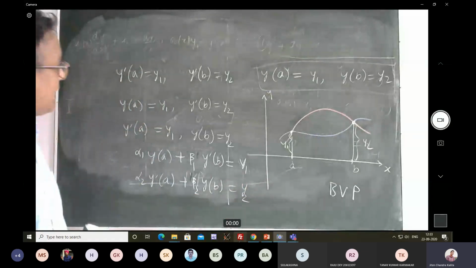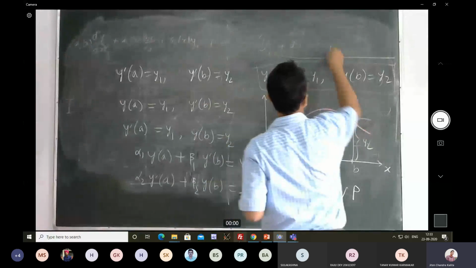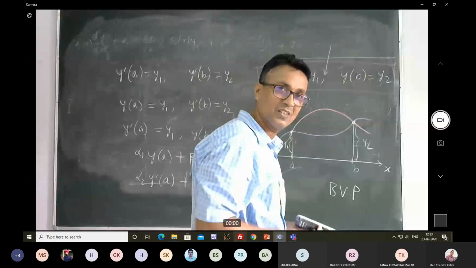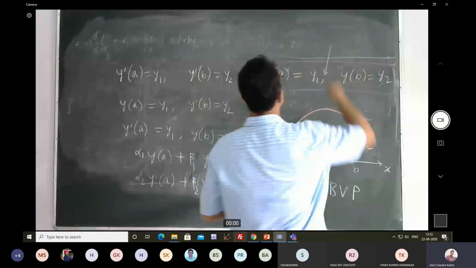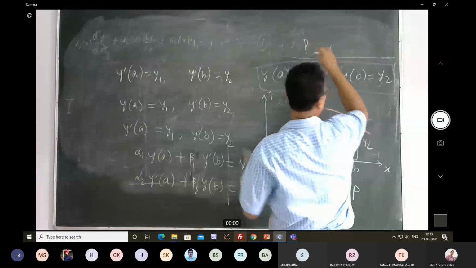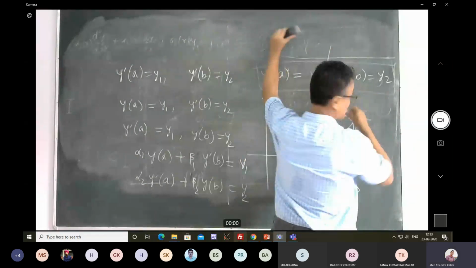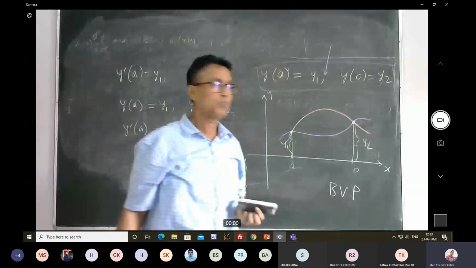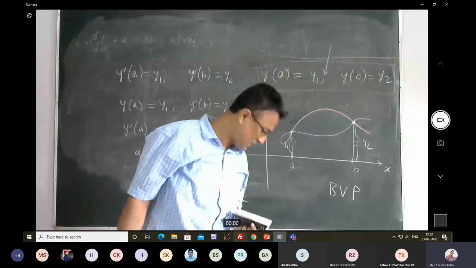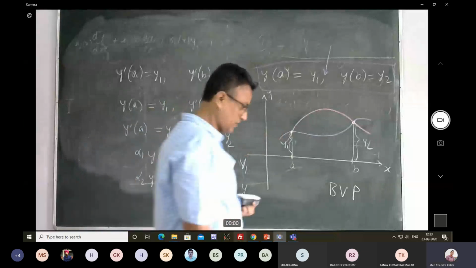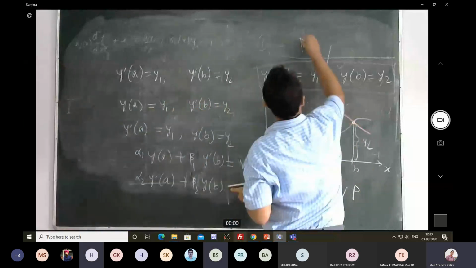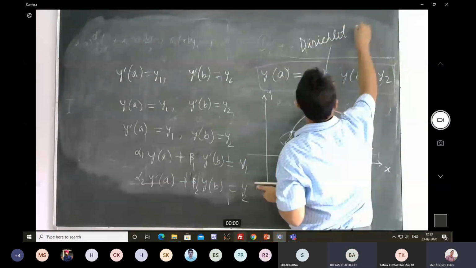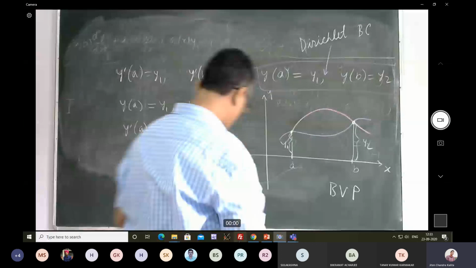Okay, fine. So now if you have a boundary condition like this, what do we say it is? The problem is a boundary value problem, but for those specific kinds of boundary conditions, what is it called? Dirichlet boundary conditions. Okay, fine.